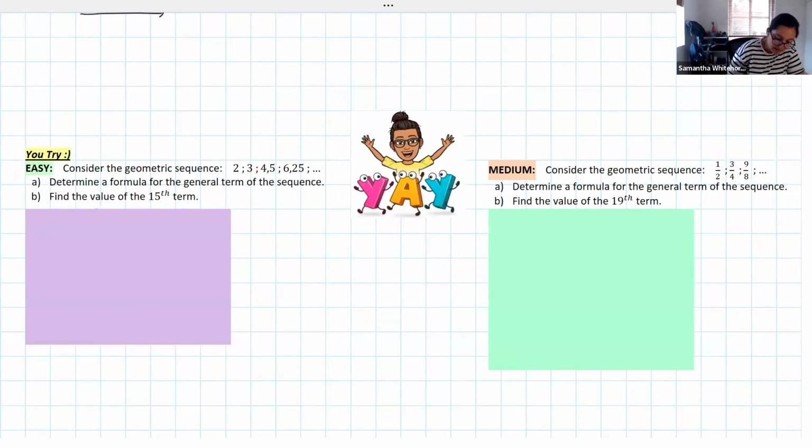If you would prefer to write it as fractions, I can. So that'd be 2, 3, 9/2, and 25/4. So if you prefer to write it out as fractions, that's also absolutely fine. Just don't get confused between the comma and the semicolon.